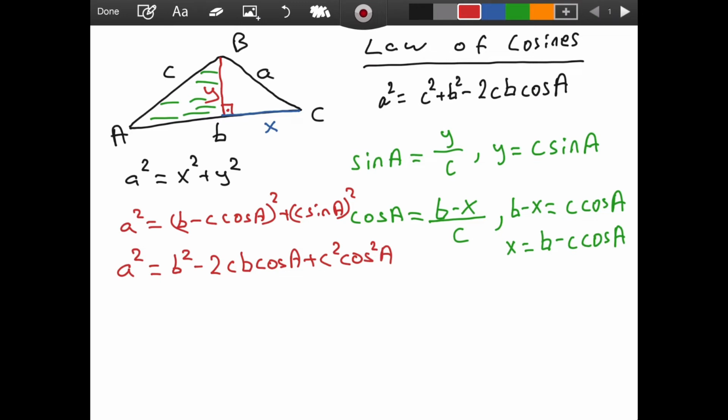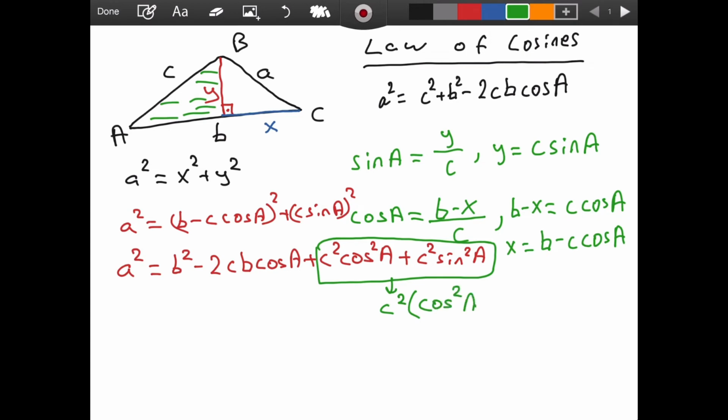All right, and then we move on to the second term, to this term. To do that, to square it, we simply say c squared then sine squared a. Well, if you consider these two, you can see that you can factor out a c squared to leave you with cosine squared of a plus sine squared of a.